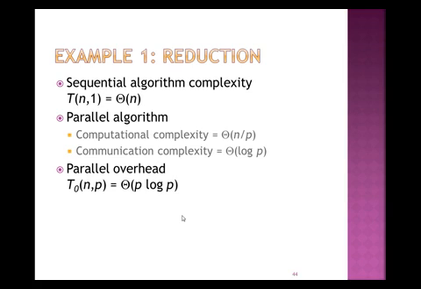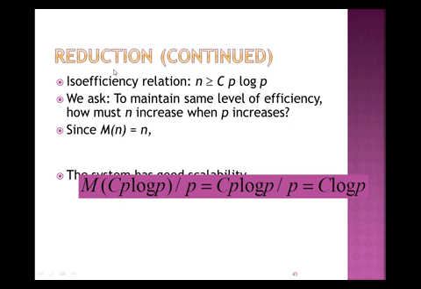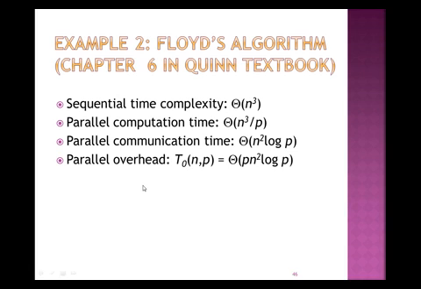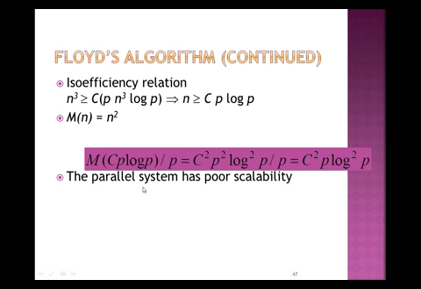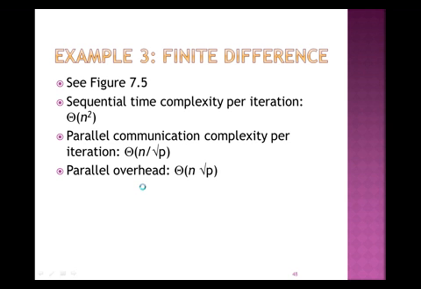This is example number 1, the reduction. This is the sequential algorithm complexity, T(n,1) is omega of n, and this is the parallel algorithm. This is the computational complexity, this is the communication complexity, and this is the parallel overhead. Then reduction continued, this is your main formula that is used for the scalability function. This is your next example, finite difference. This is the example that you have to study.